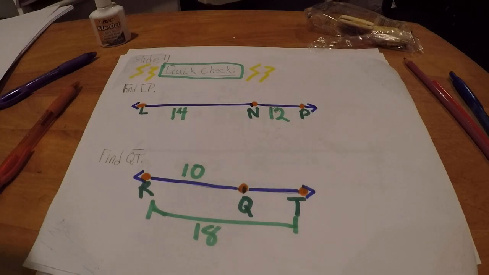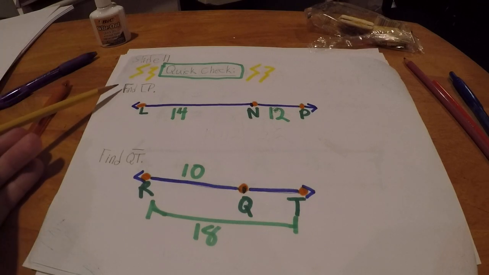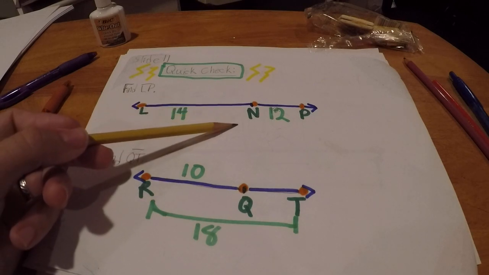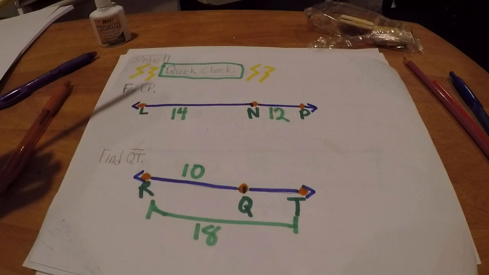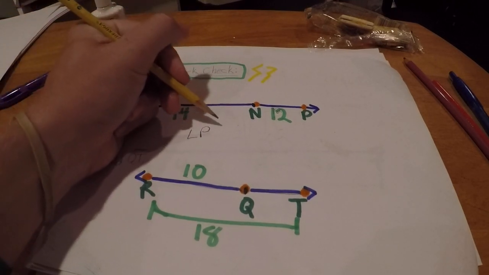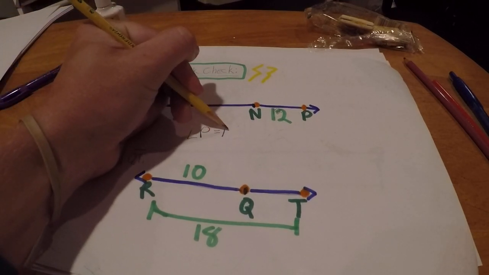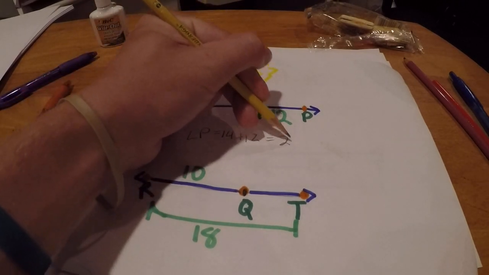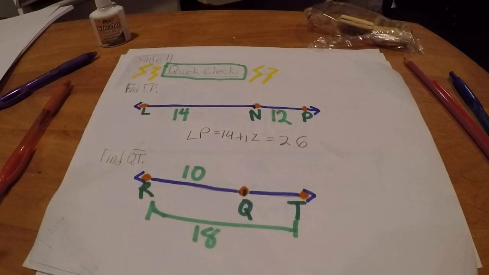Well, as we look at this, we have find LP. Here's the picture, L, N, P. LN being 14, NP being 12. It says find LP. Well, LP, that is a whole. So what do we do? To find that out, we have to add the two. So LP must be 26.